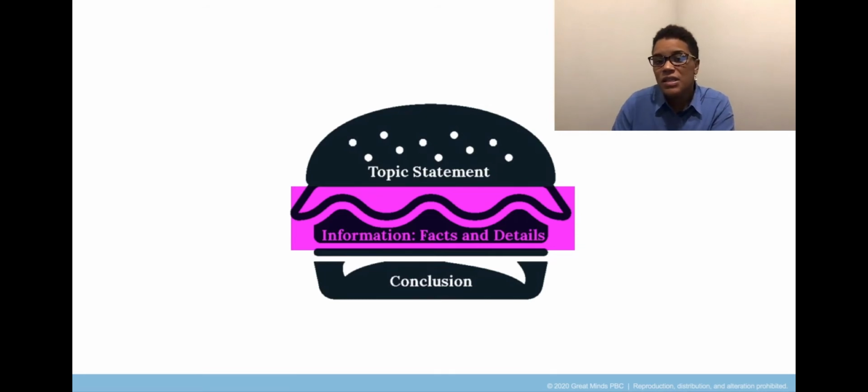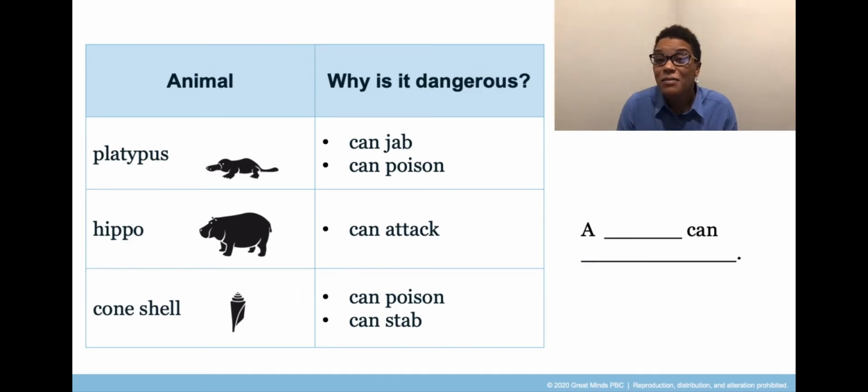Now, since we're writing about the author's point, the details will be the reasons the author gives to support the point that some animals can be dangerous. The reasons provide the information or details that support the author's point. Let's look at some of the evidence that we've collected about how some animals can be dangerous.